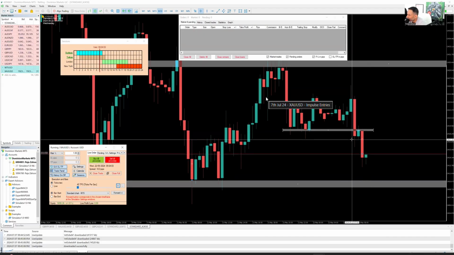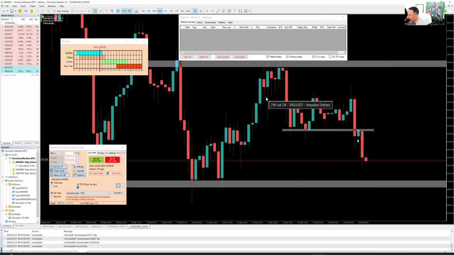No, it was this one here. The impulse entry is the wick of the previous candle right here. Not this one, the previous candle. Yeah, previous one. You have to go through the Impulse Entries webinars again. But yeah, so I guess we're coming down to this rejection area or whatever.